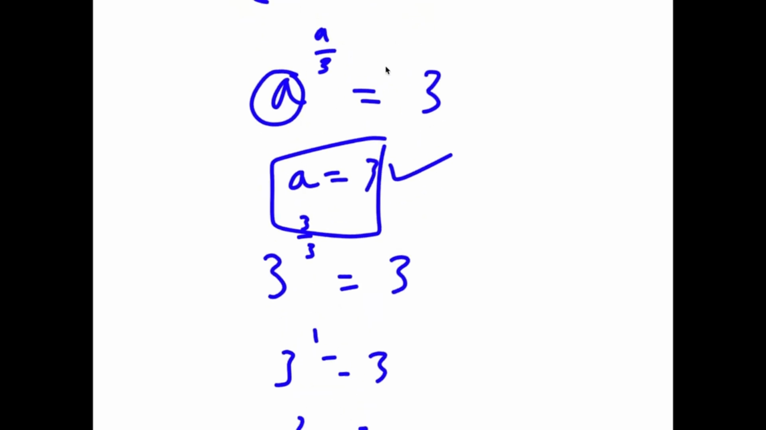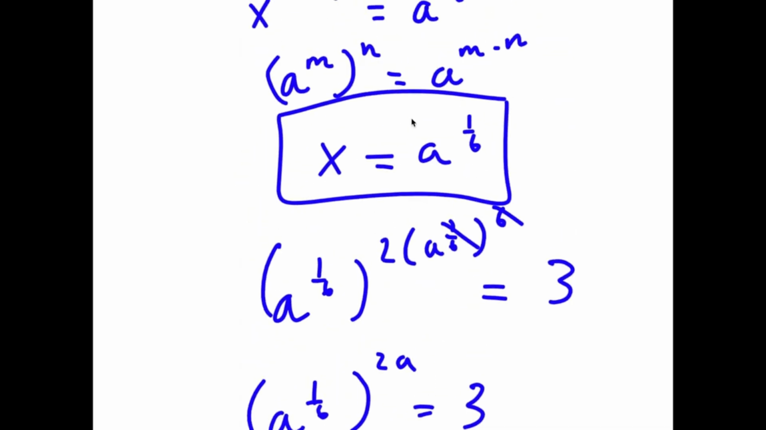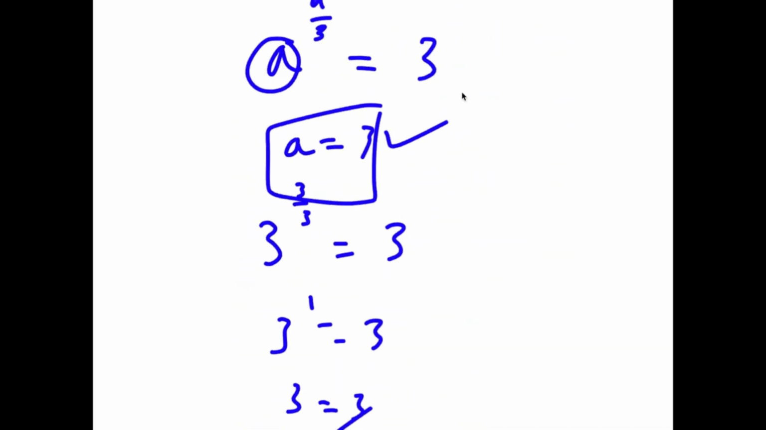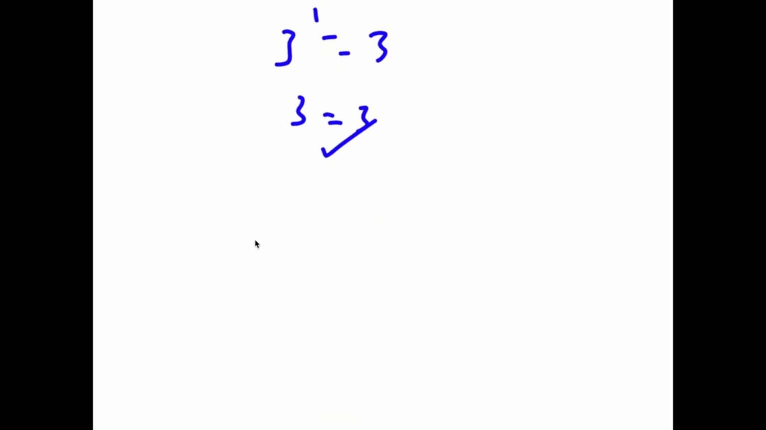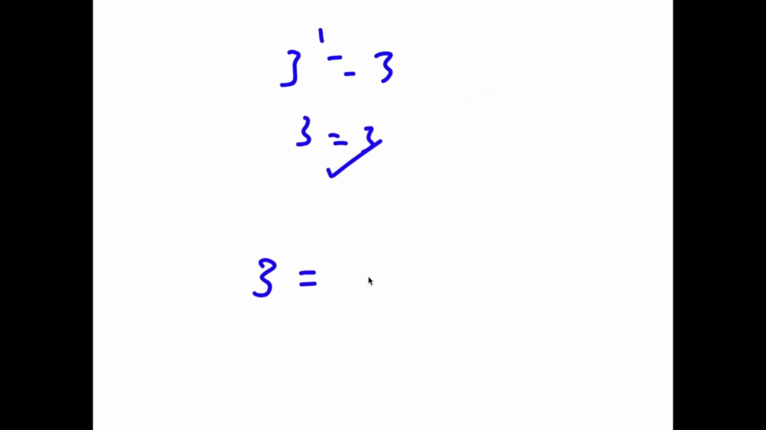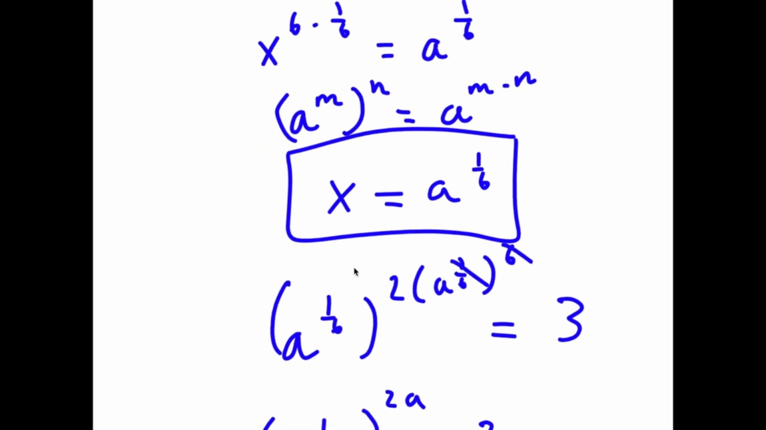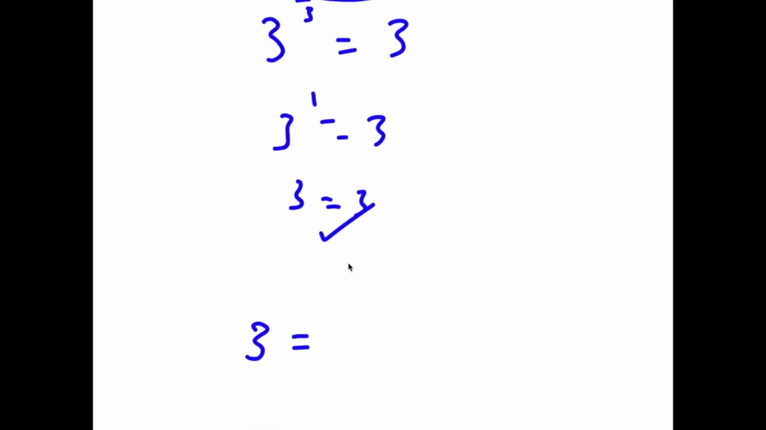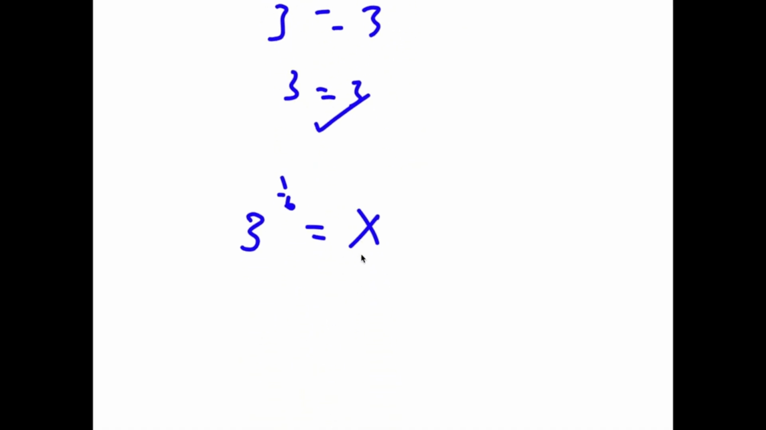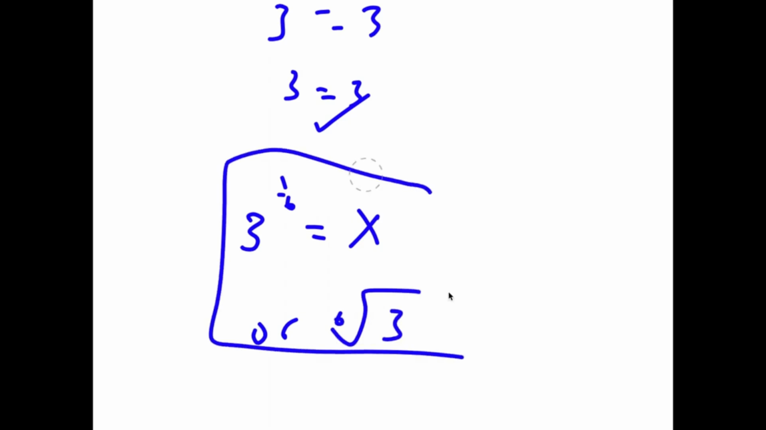So if a equals 3, now remember how we set x equal to a to the power of 1 over 6. So this means that 3 to the power of 1 over 6 is equal to x. So 3 to the power of 1 over 6, or also in the form 6th root of 3, this is my value of x.